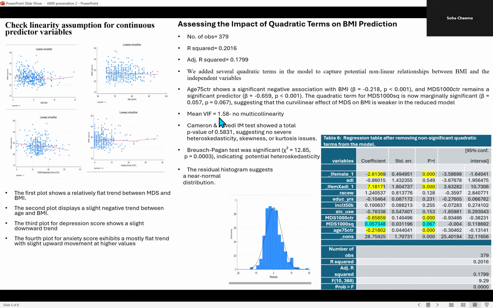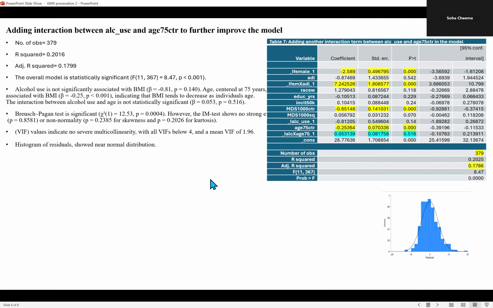The mean VIF is 1.58, so there is no multicollinearity in the model. Cameron and Trivedi IM test showed a total p-value of 0.5831, suggesting no heteroscedasticity, skewness, or kurtosis issues. The Breusch-Pagan test was significant, indicating potential heteroscedasticity. The residual histogram suggests a near normal distribution.